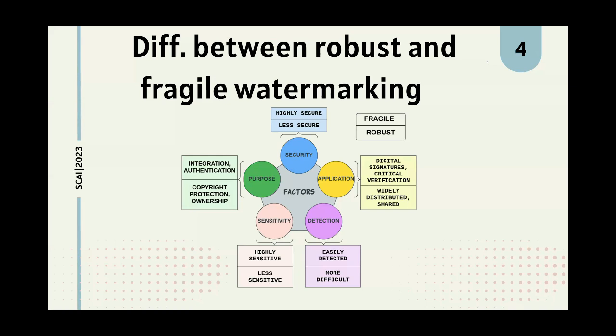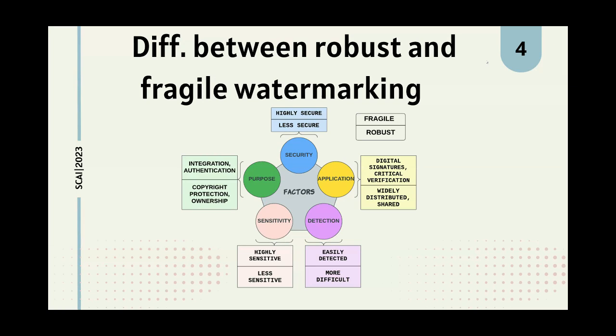For example, if there is any watermarking present in the fragile one, I'll be able to easily detect that yes, this was a watermark which is embedded into the image. Even though it is invisible, still in some cases in fragile watermarking, we are able to get it checked.